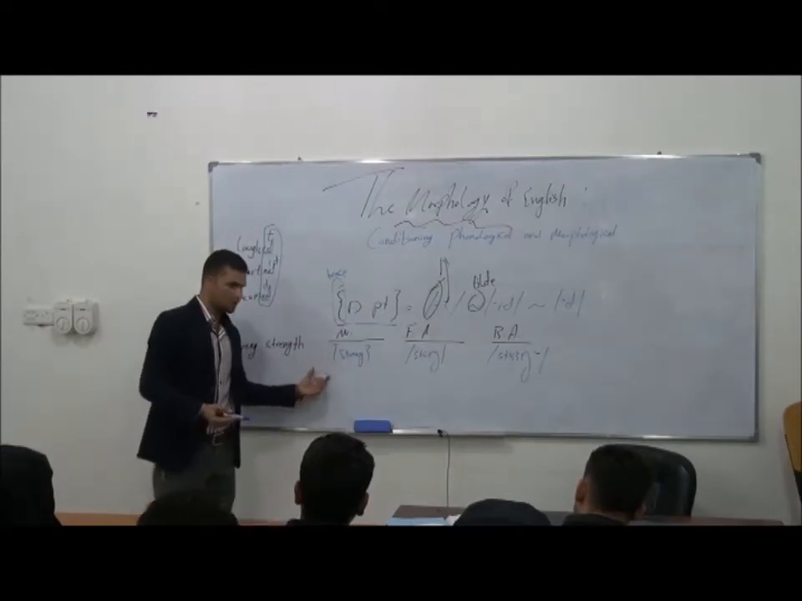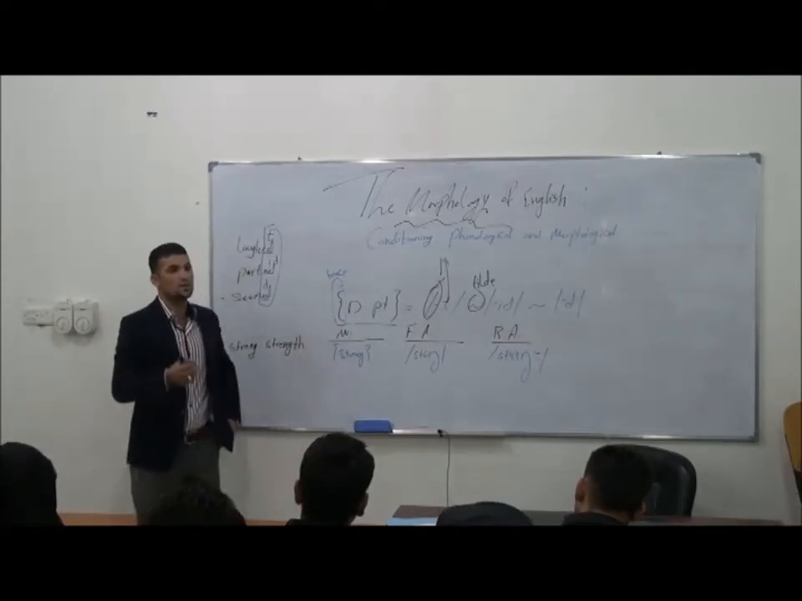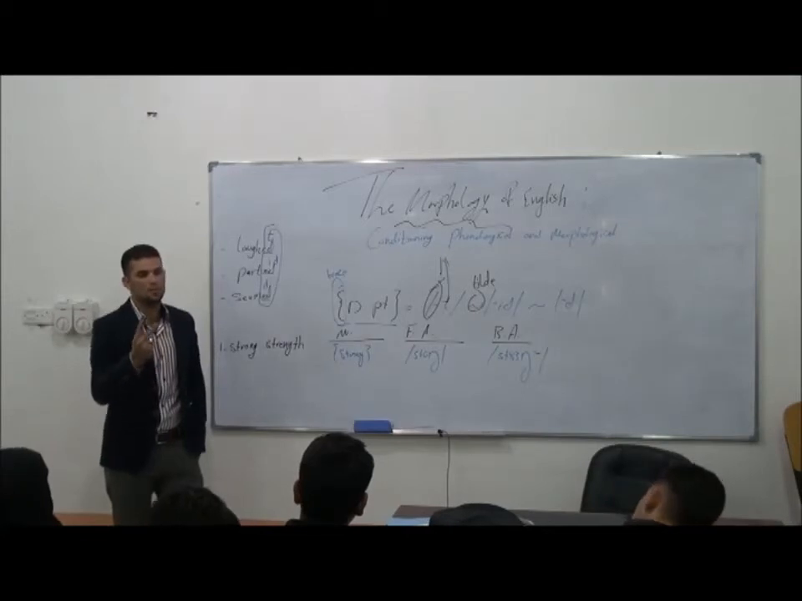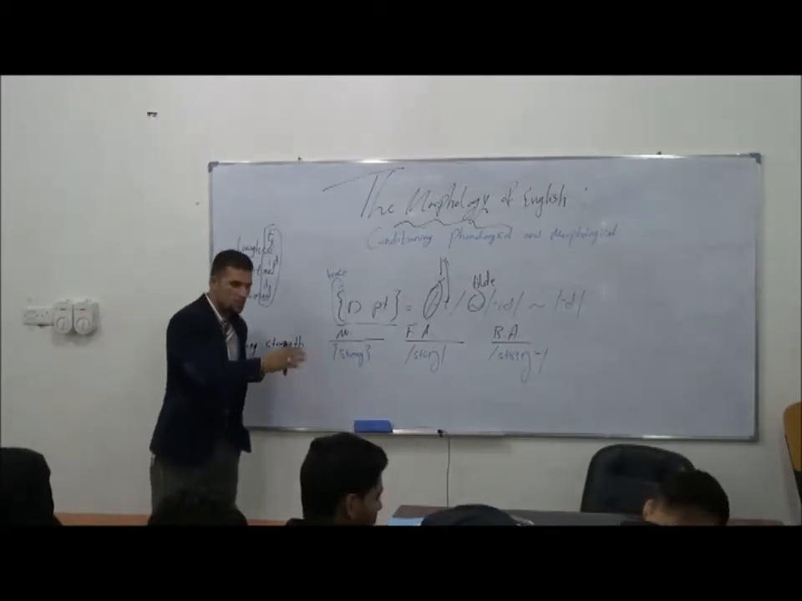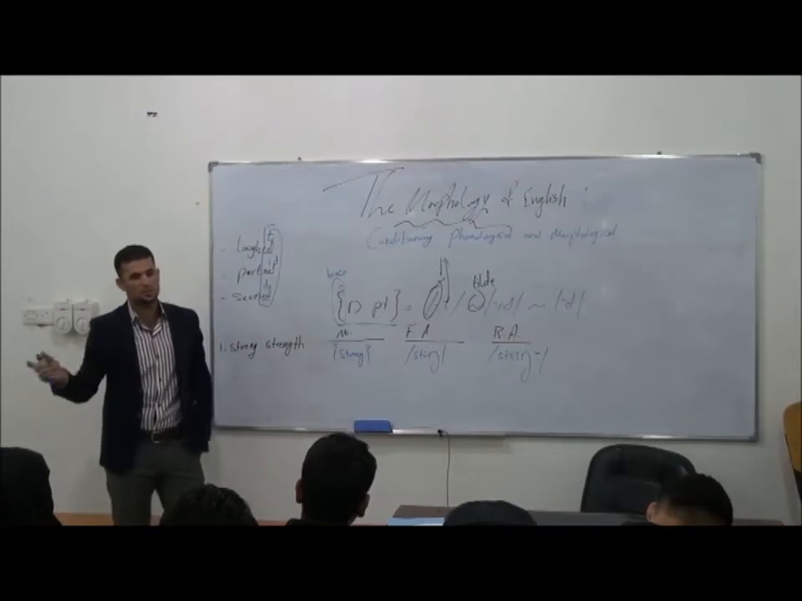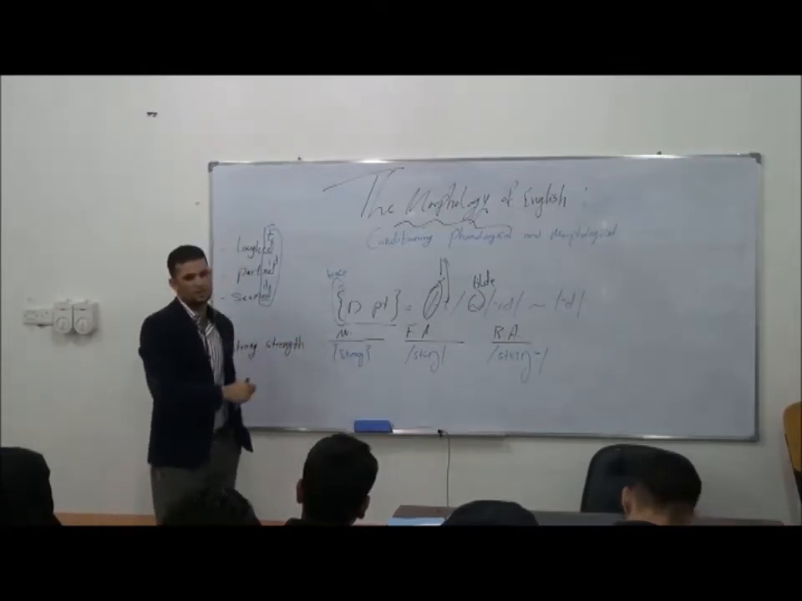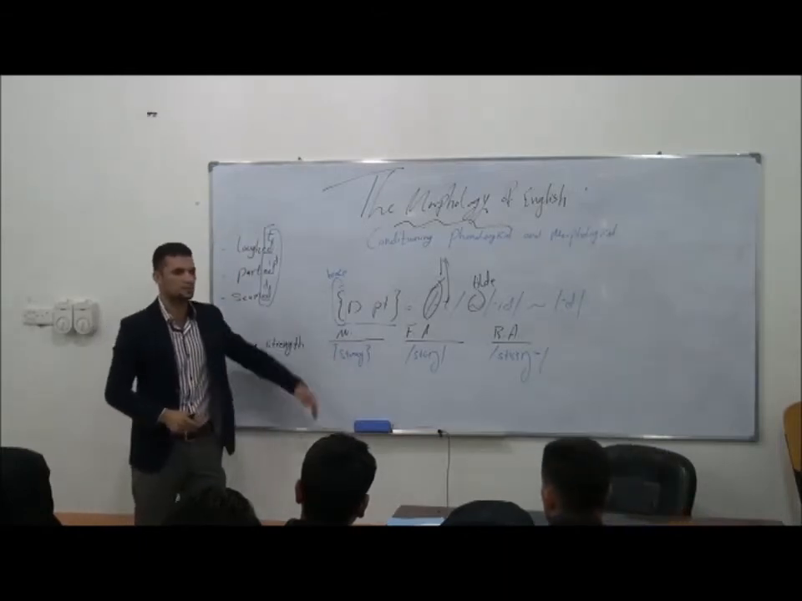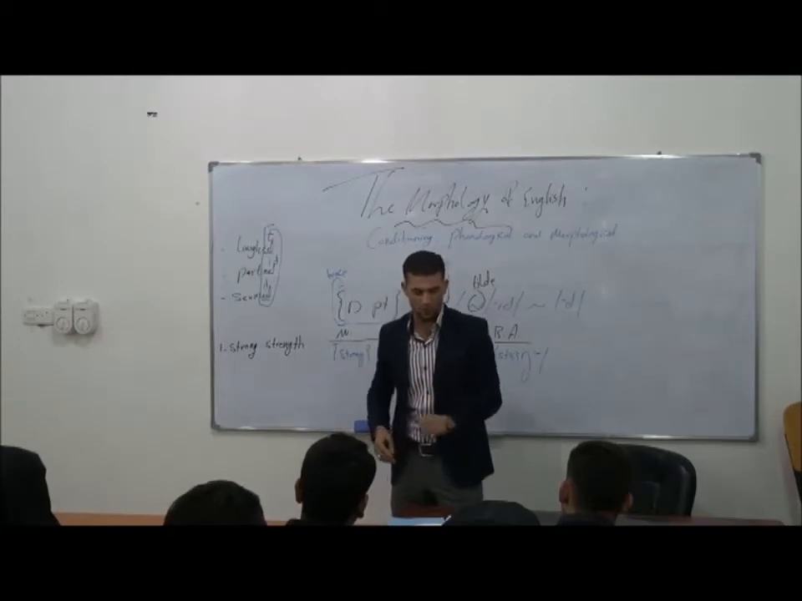AN occurs before vowels, and A occurs before consonants. They have the same meaning. Both of them mean what? Mean one. So, the same meaning and complementary distribution. The A never takes the position of AN, and AN never takes the position of A. Why? Because they are in complementary distribution. There are certain rules, one of them before consonants and the other before vowels. Okay?